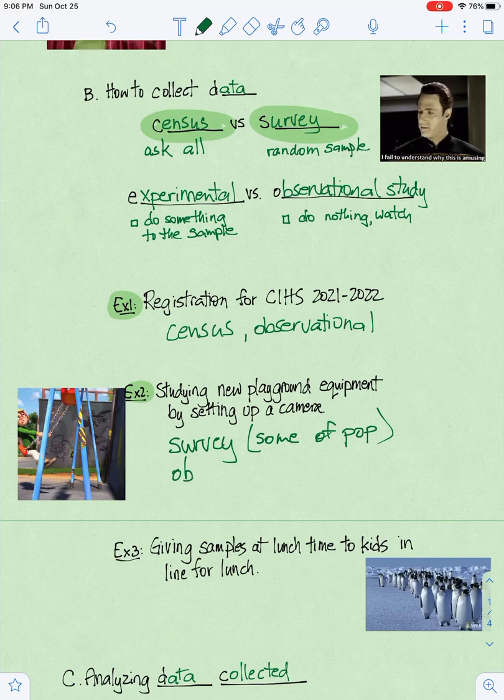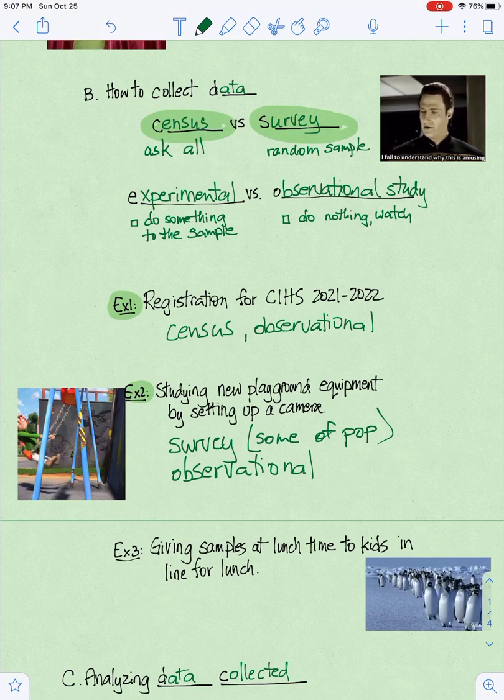And in this case, it is observational too. We aren't necessarily treating the kids.